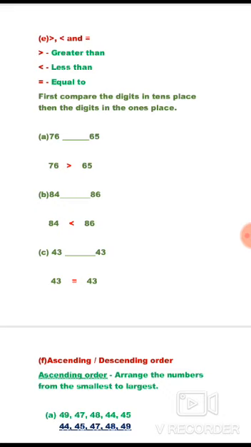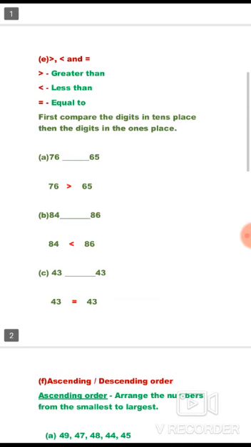Next example is 84, 86. Here, in both the numbers on tens place we have 8. So move to the ones place. In the first number, that is 84, you have 4. And in the second number, 86, we have 6. So which one is bigger? 86 is bigger. So here you will give the less than sign. Then the third question, 43, 43. On tens place we have 4 in both the numbers. On ones place we have 3 in both the numbers. It means both the numbers are equal.